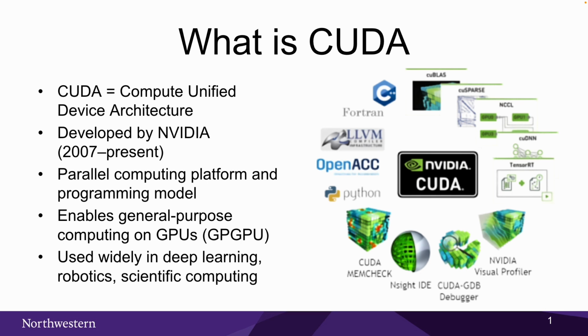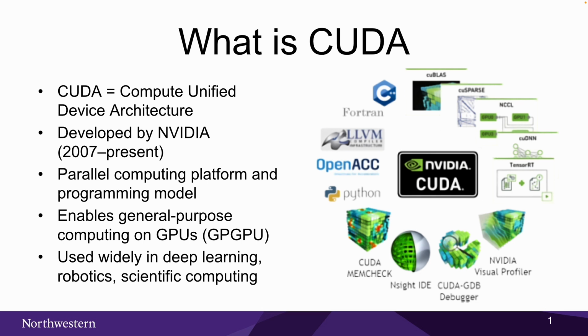Let me begin by introducing CUDA, which stands for Compute Unified Device Architecture. It's a parallel computing platform and programming model developed by NVIDIA starting in 2007, and it has since become the industry standard for programming on GPUs. Unlike traditional GPUs that were originally designed only for rendering graphics, CUDA allows us to harness the tremendous parallel computational power of GPUs for general purpose tasks. This is often called GPGPU, or general purpose computing on graphics processing units.